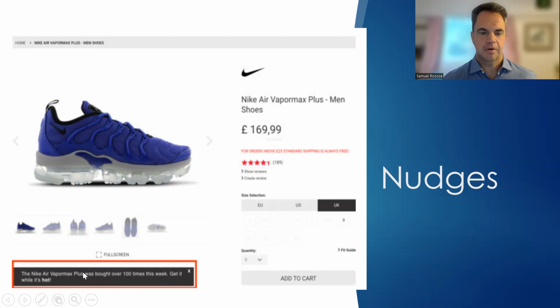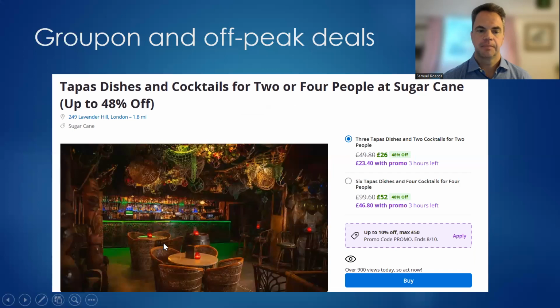In this particular example, I just highlighted a Nike Air shoe. It says the Nike Air Vapor Max Plus was bought over 100 times this week. So you better buy it while it's hot. It's popular and everybody else is out buying it, okay? And then I can charge you £169 for it because you think that, well, people have bought it for the same amount, it must be cool, it must be trendy, so I'm going to go ahead and buy it. And what they're trying to do here is nudge you to make that purchase.